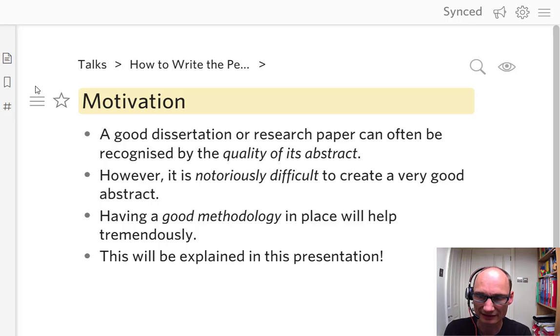Now, how easy is it to actually write the abstract? Well, it's notoriously difficult. It's very difficult and time consuming to create a very good abstract. So we need to look into this. And how can we make it easier? So how are you going to do it? Well, it's important that you have a methodology, a specific approach in place, which I'm going to teach you today, and that will help tremendously with the abstract writing.